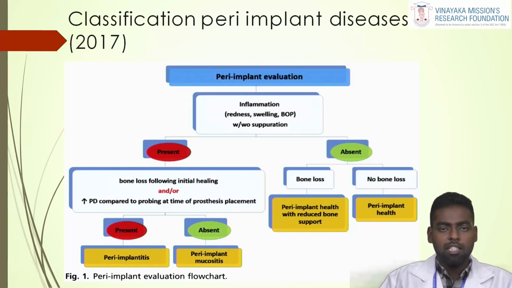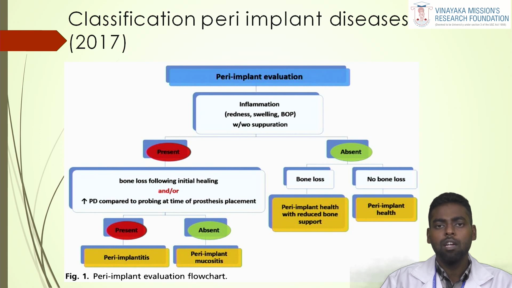So we will see the classification of peri implant diseases. How do we evaluate peri implant disease? Firstly, we look for redness, swelling and bleeding on probing. If redness and swelling are present, then the condition is a diseased condition. If there is no redness and swelling and no increased probing depth, then we go for healthy implant conditions. So we will see peri implant health, peri implant health with recorded bone loss, peri implant mucositis and peri implantitis. So what are all these things?